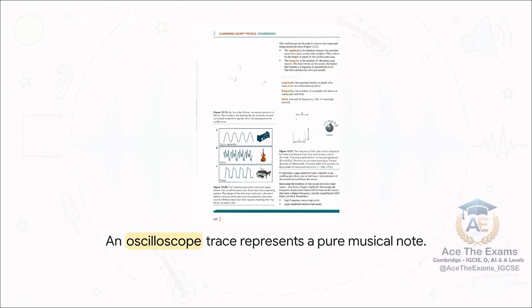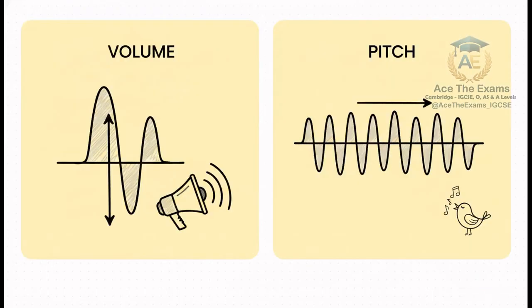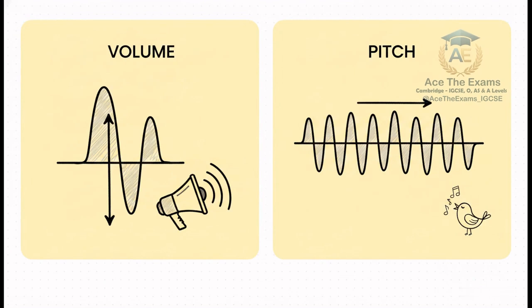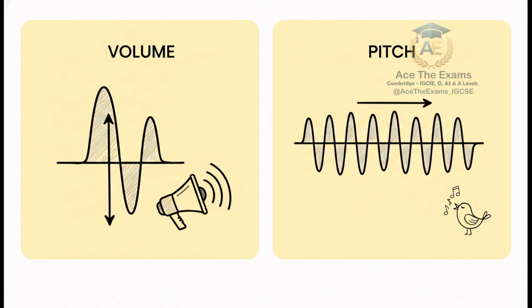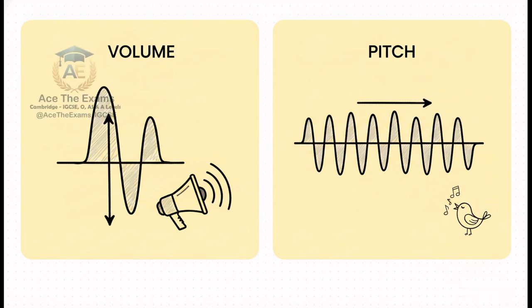If you play a pure, simple note, you get this beautiful, perfectly smooth repeating curve. When we look at that wave on the screen, it reveals two absolutely vital measurements that determine how we experience a sound. First is amplitude, which is the height of the wave from its flat middle resting position. Amplitude determines the sound's loudness. Second is frequency, which is the number of complete waves happening every single second. Frequency determines the sound's pitch.